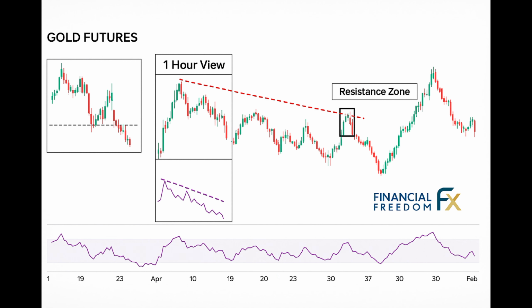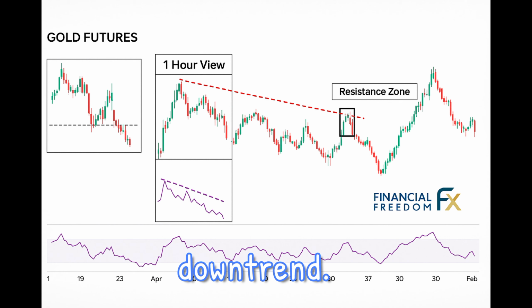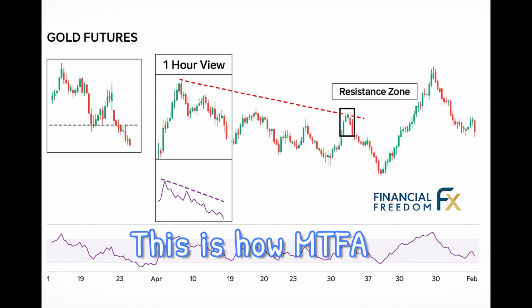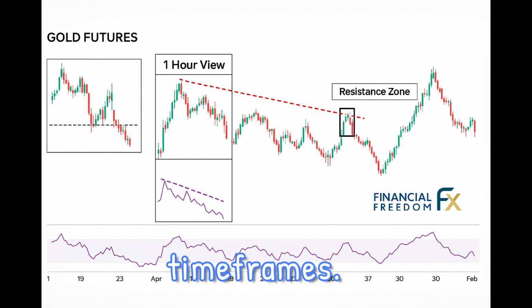But here's the key. This trade only works if the 1H or 4H time frame shows a downtrend. When the breakout on the 5M aligns with the bigger picture, you get a powerful short setup. This is how MTFA allows for clean, low-risk trading, even on small time frames.